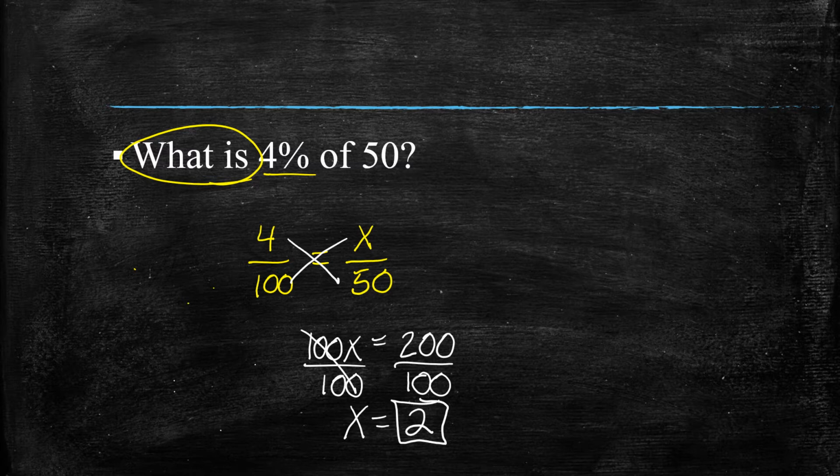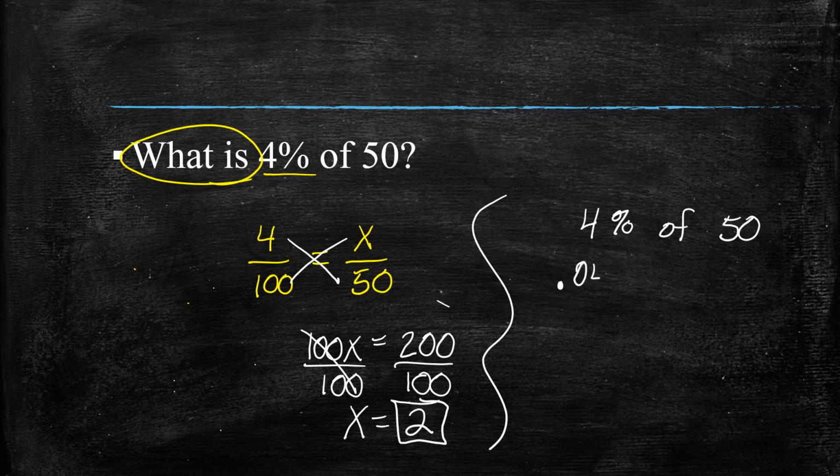Again, you could have used the equation, although most of you chose not to in class. You're solving for 4% of 50. 4% written as a decimal is 0.04. Don't forget that 0 in there. That has to be there because 0.4 and 0.04 are different. Multiplied by 50, 0.04 times 50 would also have given you 2.